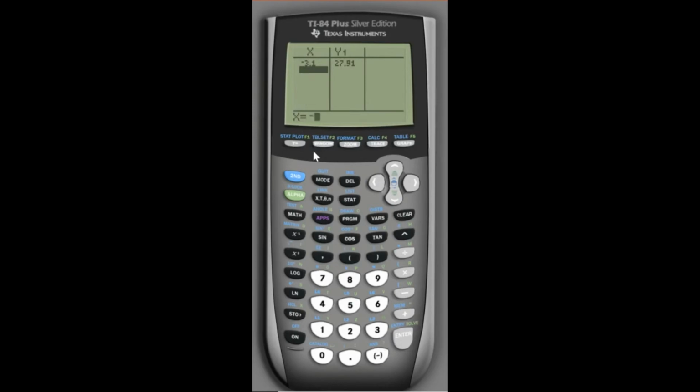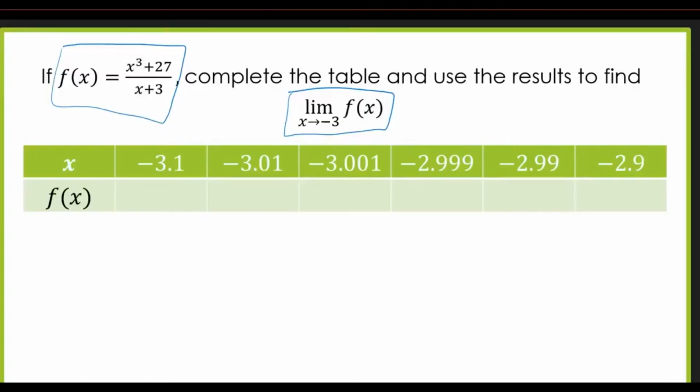Now if I type in -3.01 for x and hit enter, it's telling me that my y value is 27.09. So we can continue completing our table using the graphing calculator. So we can fill in the values that we just calculated. When x was -3.1, our function value was 27.91. When x was -3.01, we got 27.09.